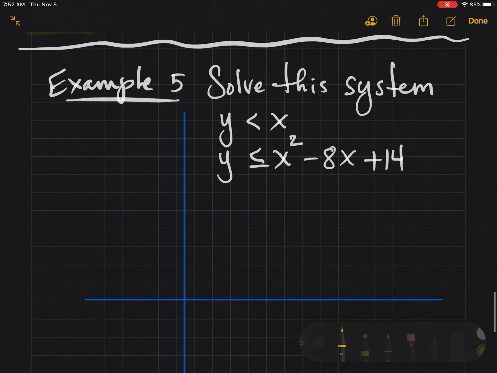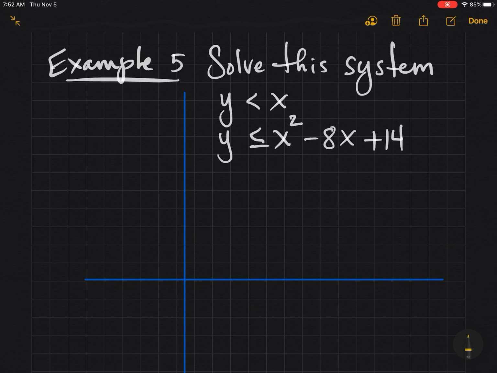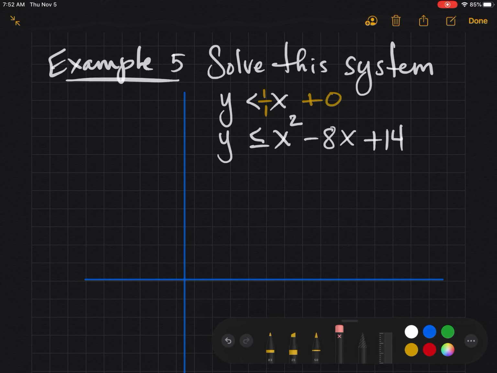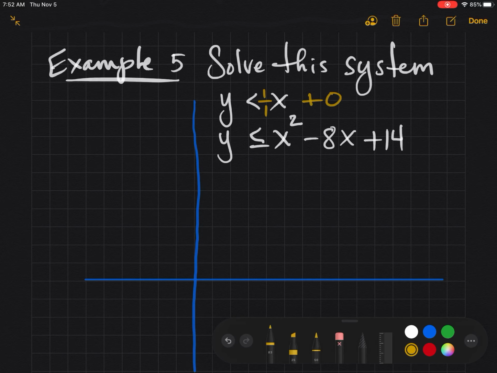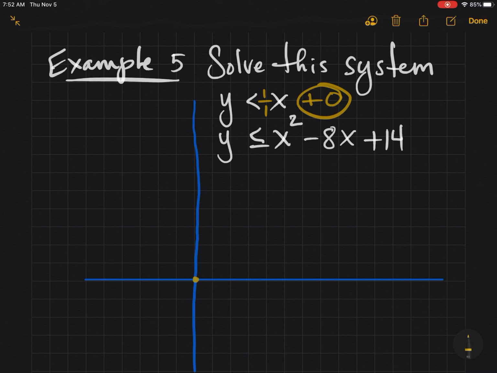Now let's look at our final example. We're going to solve this system. Looking at the first graph, it is a line with a slope of 1. First of all, I don't like the way that line is. Let me redo that line really fast. It wasn't on the graph paper just right. Okay, so now I'm going to start at 0 on the y-axis, up 1 over 1.